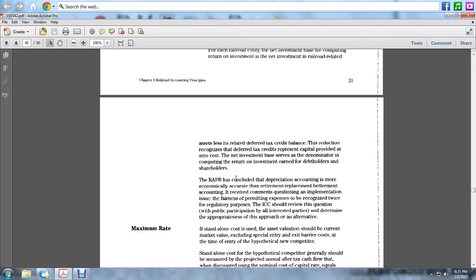The Railroad Accounting Principles Board concluded that depreciation accounting is more economically accurate than retaining replacement and betterment accounting. The Board received comments, questions, and implementation issues about the fairness of permitting existing costs to be recognized twice for regulatory purposes. The Interstate Commerce Commission should review the question with public participation by all interested parties in determining the appropriateness of the alternative approach.